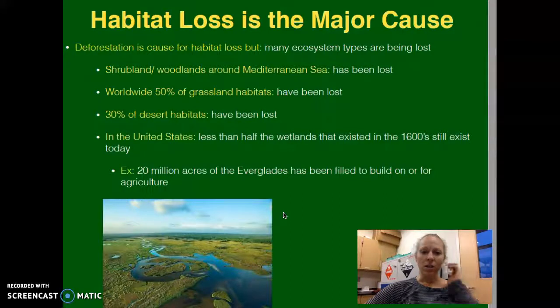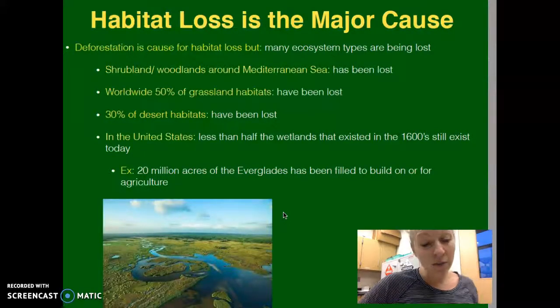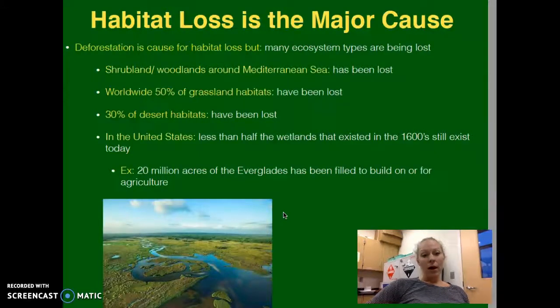So deforestation is thought to be a major cause for habitat loss. However, it's not the only cause. So we have shrublands and woodlands, and also grasslands and desert habitats have also been lost. So it's not just cutting down trees. All habitats support different organisms or different populations, and so therefore they each are essential.